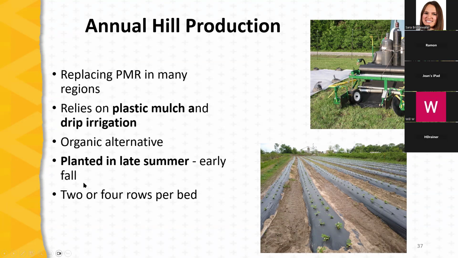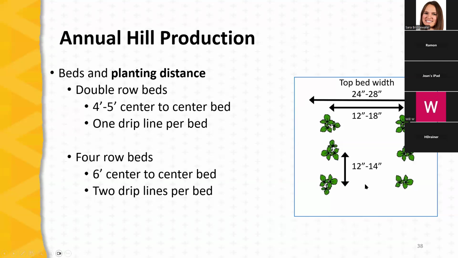So the annual hill, as I mentioned before, is planted in late summer, early fall. Two or four rows per bed. If you have a wider bed, you can put four rows per bed instead of two. Most of the commercial production just uses two rows per bed, as you see in that picture. In the case of the home garden, those rows can be shorter. You can put the plastic manually. You want to make sure you raise the bed to improve drainage, so it can be done. It's not complicated in that sense, but it requires work.